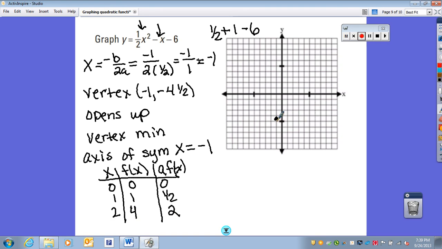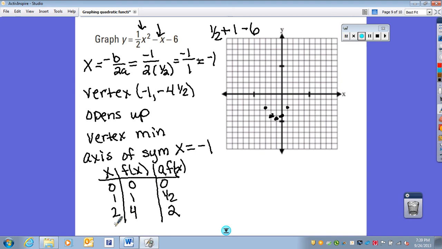This is my vertex. This becomes my new origin. I now use the directions given to me in my table. So 0, 0, that's where my origin is located. Then I'm going to go to the right one and up a half a box. And then I will reflect that to the other side. Then I'm going to go to the right 2 units, 1, 2, and up 2 boxes, which is still halfway. And I'm going to reflect that to the other side.